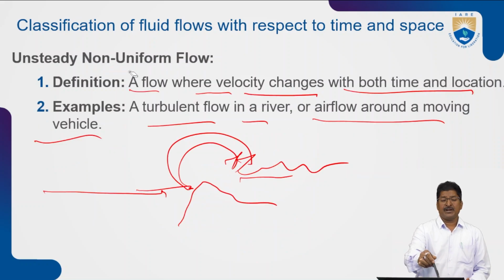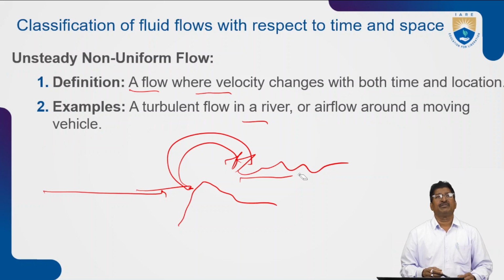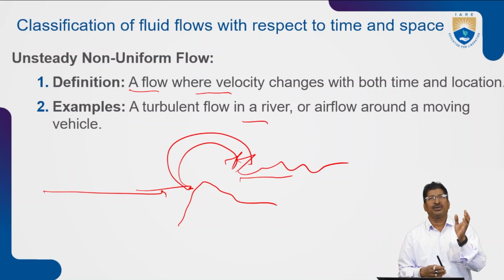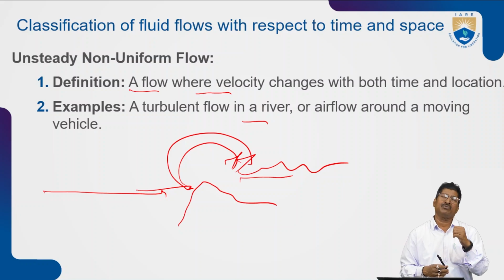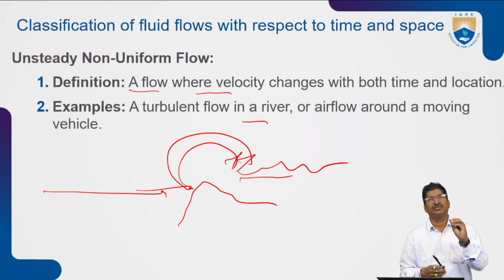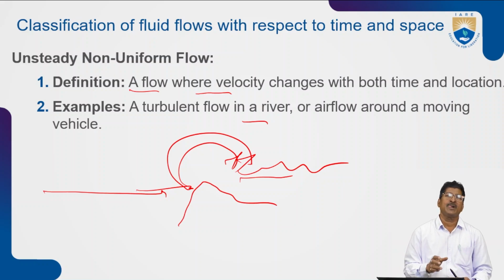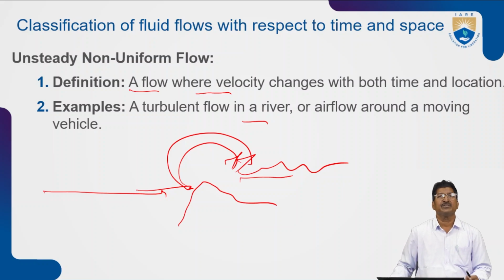Unsteady non-uniform flow means with respect to time, velocity is varying, and with respect to location also, velocity is varying. Both. That is called unsteady non-uniform flow. The velocity of the flow changes with both time and location. After some time, velocity is varying, and from point A to point B, velocity is changing. That's why the flow is called unsteady non-uniform flow. Examples: turbulent flow, array flow and a moving vehicle.